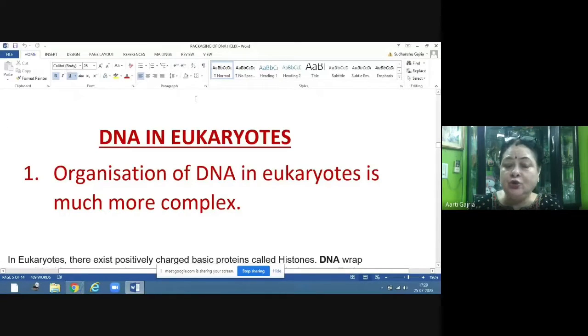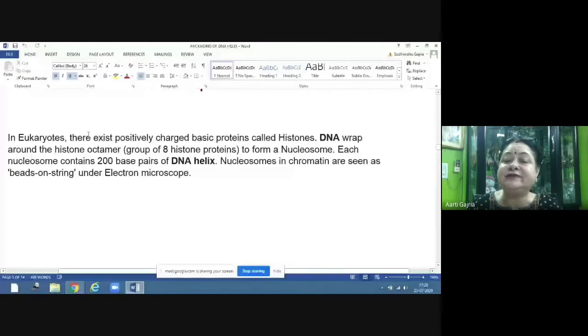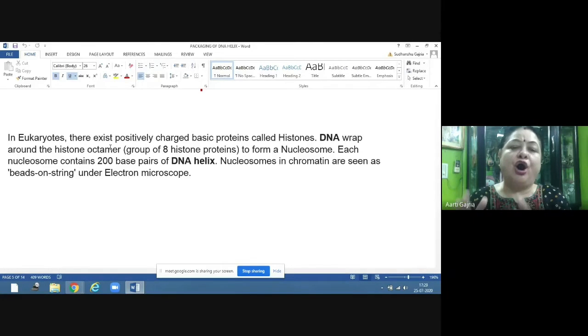So in eukaryotes, there exist positively charged basic proteins, and these proteins are called histones. Now DNA wraps around the histone octamer. Octamer means octa is for 8 and mer is for unit. So 8 histone proteins together is called histone octamer. And around this histone octamer, the DNA is wrapped, like you are wrapping some thread around a solid thing.